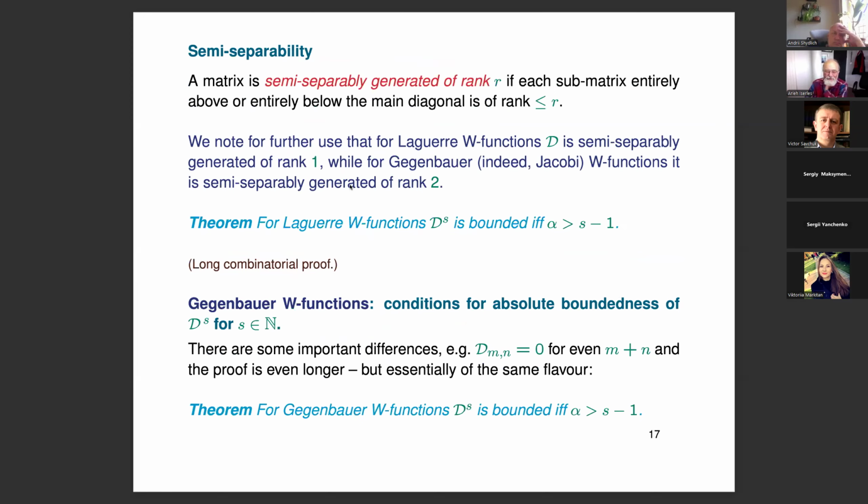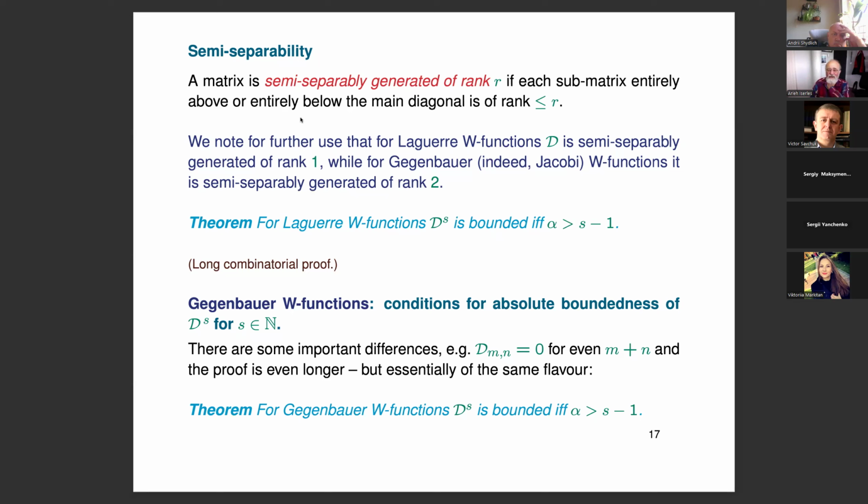So what are semi-separable matrices? In general, there are many slightly different definitions: semi-separable, semi-separable generated, and so on. I will now use, to be faithful to all the papers in this area, the definition of a semi-separable generated matrix. We say that the matrix is semi-separably generated of rank R if every submatrix, not necessarily square, which is entirely above the main diagonal or entirely below the main diagonal, is of rank less than or equal to R. That's all.